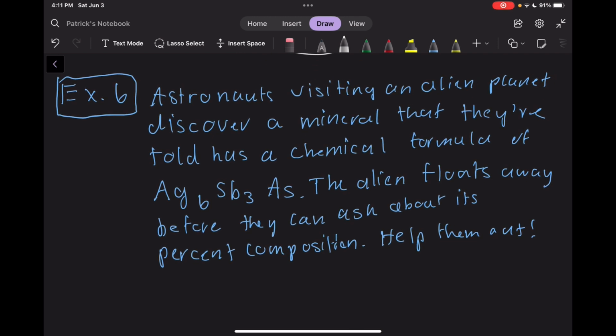Example 6 is a bit more fun, in terms of its presentation anyway. Astronauts visiting an alien planet discover a mineral that they're told has a chemical formula of Ag6Sb3As. The alien floats away before they can ask about its percent composition. Let's see if we can help them out.